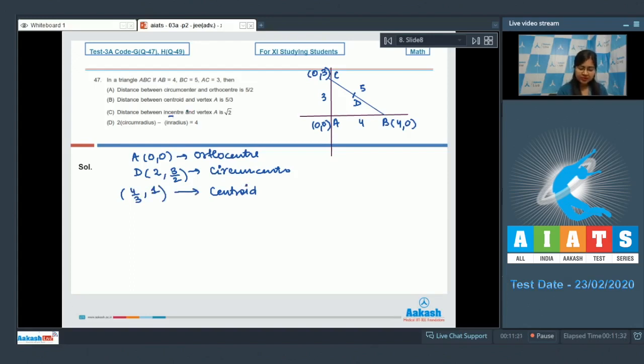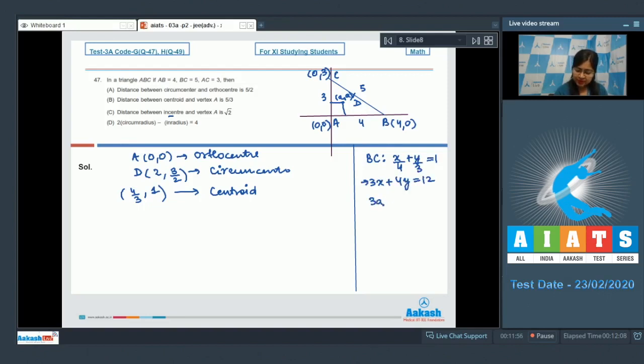Now we need incenter also. So how can we find incenter? For a right angle triangle, incenter here, it is, let us say, (a, a). So its distance from BC will also be a. So we drop a perpendicular from there. So we can say the equation of BC is x/4 + y/3 = 1. Let's multiply the equation by 12. So we have 3x + 4y = 12.